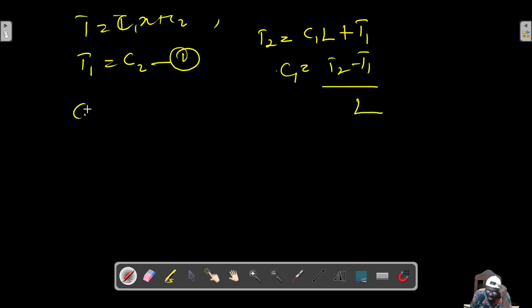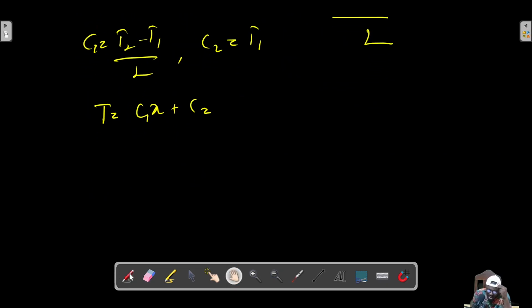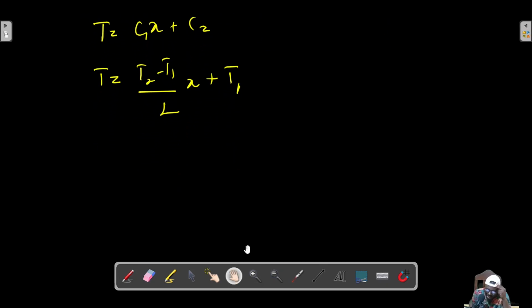All right. Right now, I'm solving the differential equation. So I know C1 is equal to T2 minus T1 on L. I know C2 is equal to T1. And the equation was T is equal to C1x plus C2. So substitute this into the equation. What do we get? We end up getting T is equal to T2 minus T1, all on L, x plus T1. As simple as that. That is the equation we have.